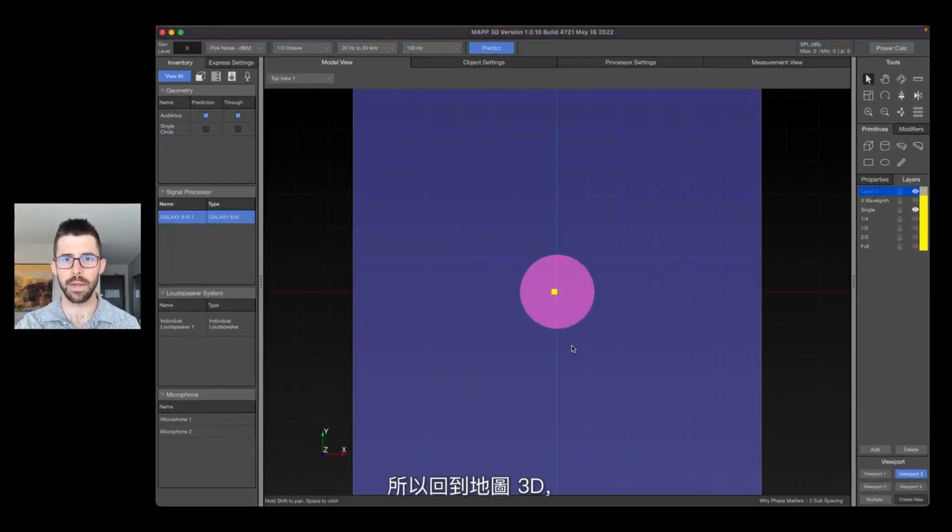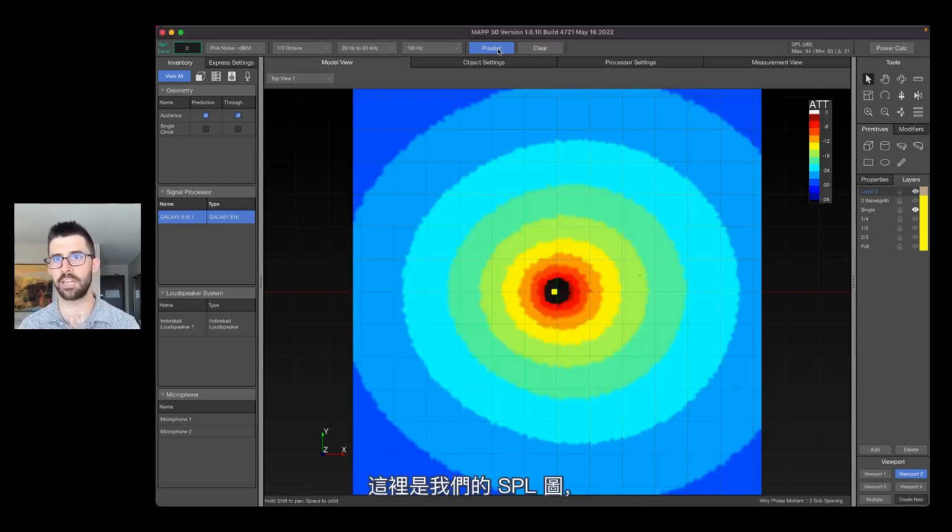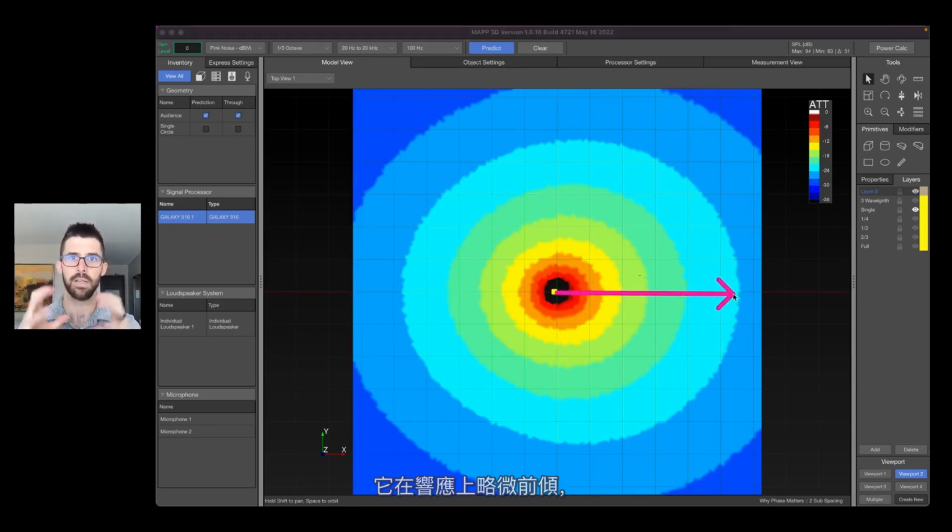Back here in MAPP 3D, I've drawn a circle around this, which is an 11.3 feet radius. So from here to here, 11.3. We can see that after it radiates out spherically from that point, it's going to start a new phase cycle. That's what that pink circle is doing for us. If I hit predict, here's our SPL map, and it has a slight forward leaning in the response. It's not a perfect circle.